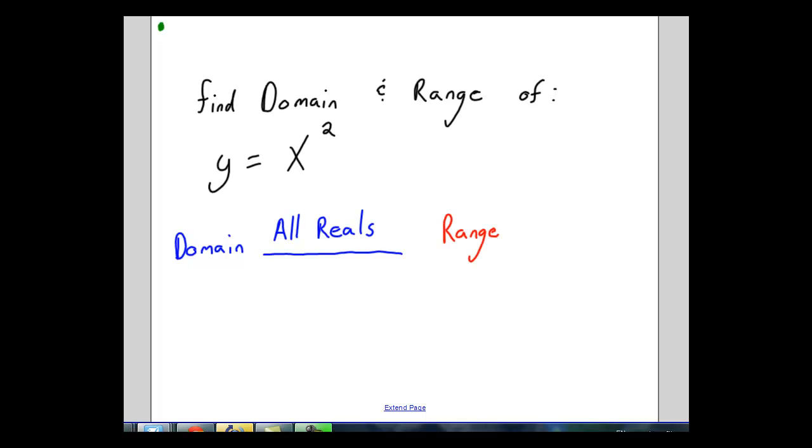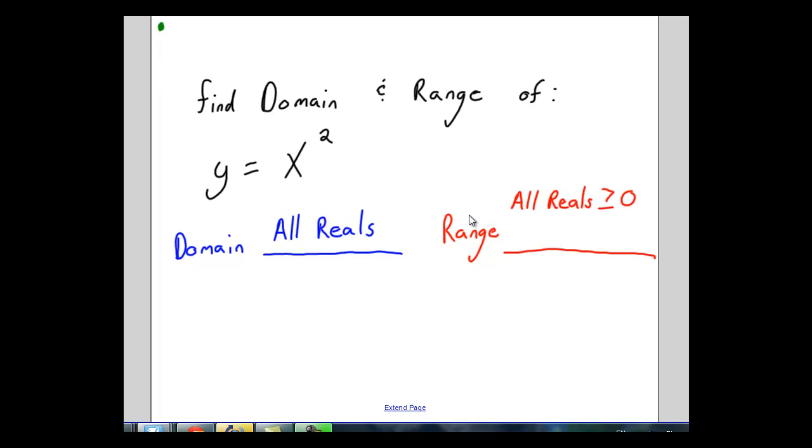Now let's look at the range. The range does have some restrictions because depending on what I input, I get a certain output. Well, this square here means that I'll never get a certain type of number. So what do you think? What type of number never happens, or never occurs if you square something? Give me a second. I think some of you might have gotten it. That you cannot get a negative number.